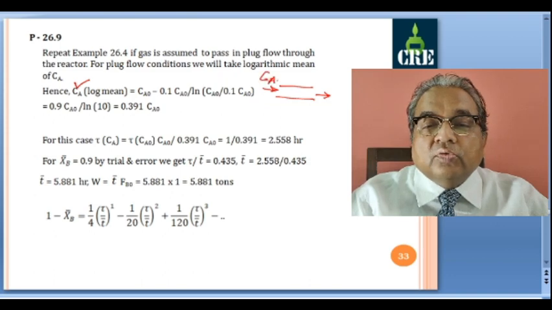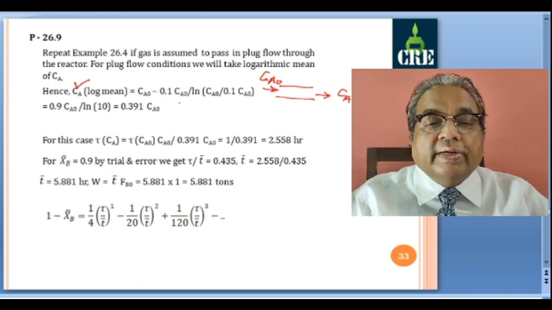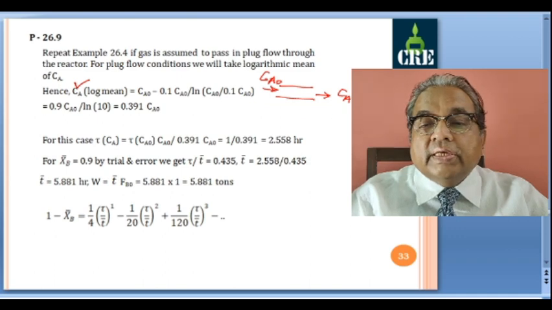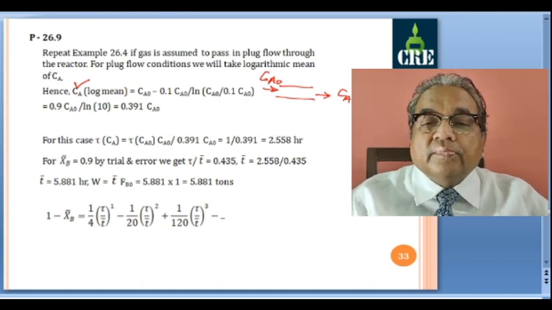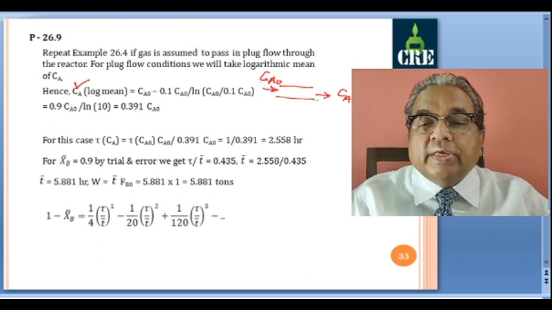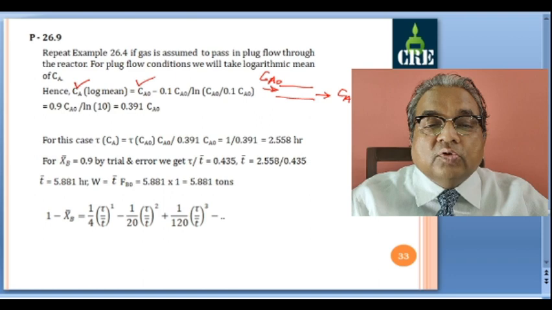Here you have Ca0, here you have Ca. Ca is for 90% conversion, Ca is unconverted, which is 0.1 Ca0. Okay, so Ca0 minus 0.1 Ca0.